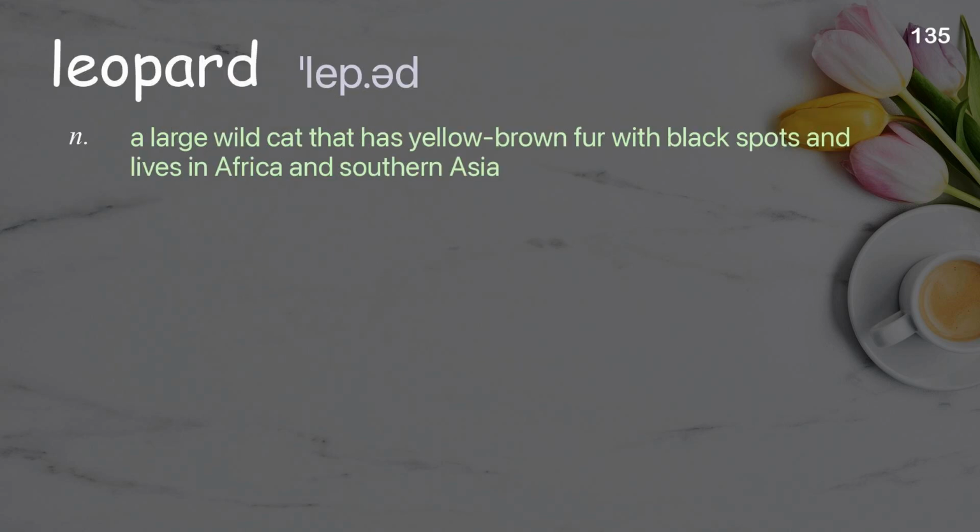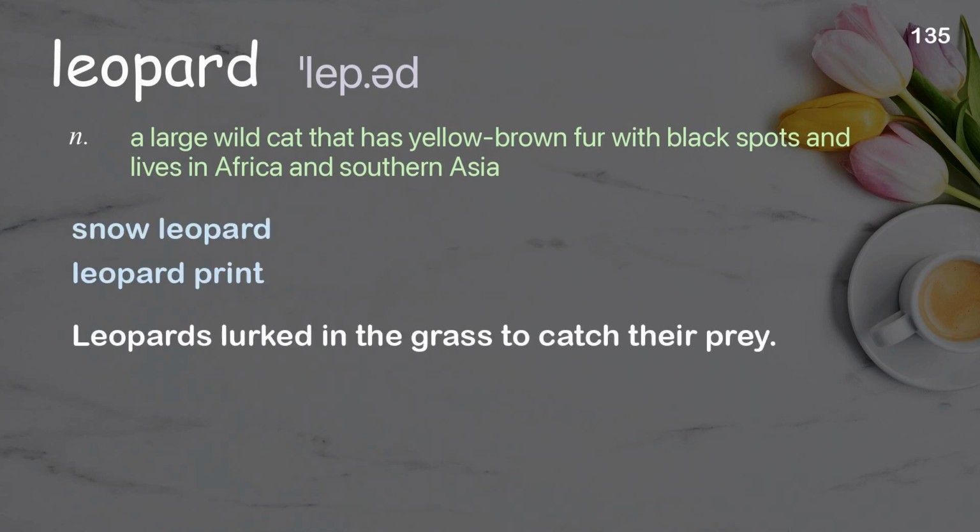Leopard. A large wild cat that has yellow-brown fur with black spots and lives in Africa and southern Asia. Examples: Snow leopard, leopard print. Leopards lurked in the grass to catch their prey.